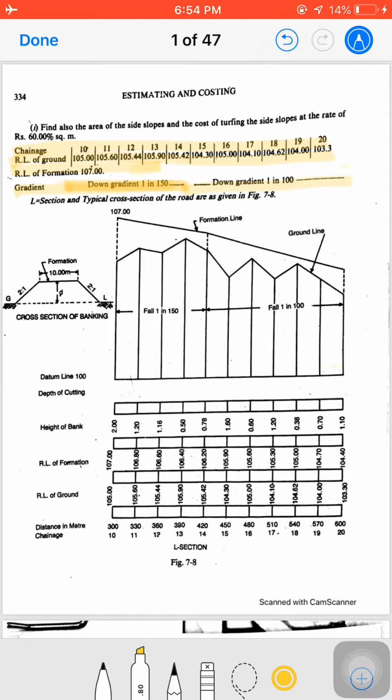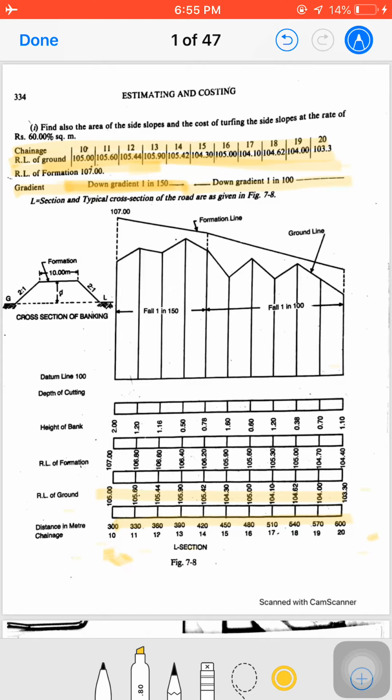So they have asked to draw longitudinal section. We'll be starting with the distance in meter. You can assume a suitable scale. From 10 to 20 each chain is 30 meters. So obviously 10 into 30, it will be 300. So distance in meters will be 300. The interval is 30, so it will be 300, 330, 360, 390, 420, like that up till 20th chainage, that will be 600. First mark the chainage, then the distance in meters, then the RL of the ground which is given from this table. You can write down the RL of the ground.